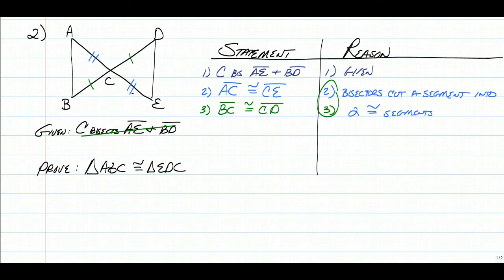Well, this is where you start looking at the actual diagram. Sometimes there's information hidden in a diagram that does not need to be laid out in a given statement. And this is one of those examples, because back in the day, you learned that angle ACB is congruent to angle DCE. And the reason why is vertical angles are congruent.